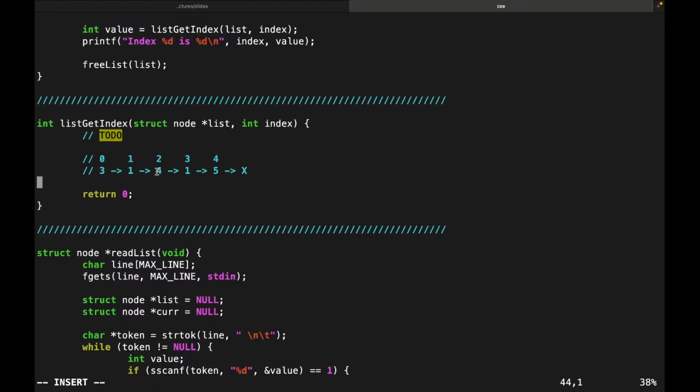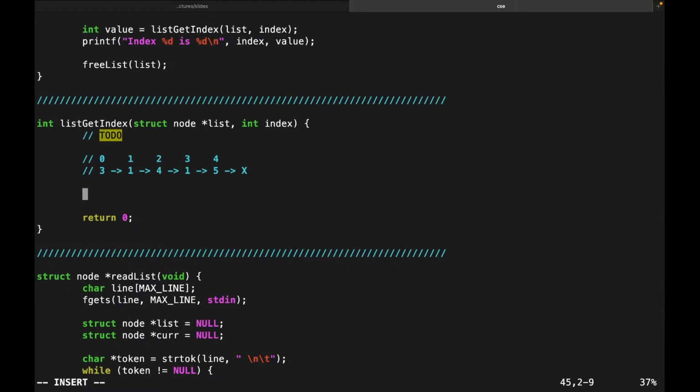How we could solve this in terms of solving a smaller version of the problem is to say that if I want to get index 2 of this entire list, then that's equivalent to getting index 1 of the rest of the list. Or in general, if we want to get index n of this overall list, then that's equivalent to getting index n minus 1 of the rest of the list. So this is the thinking part: you've got to think about how to solve the problem in terms of the subproblem.